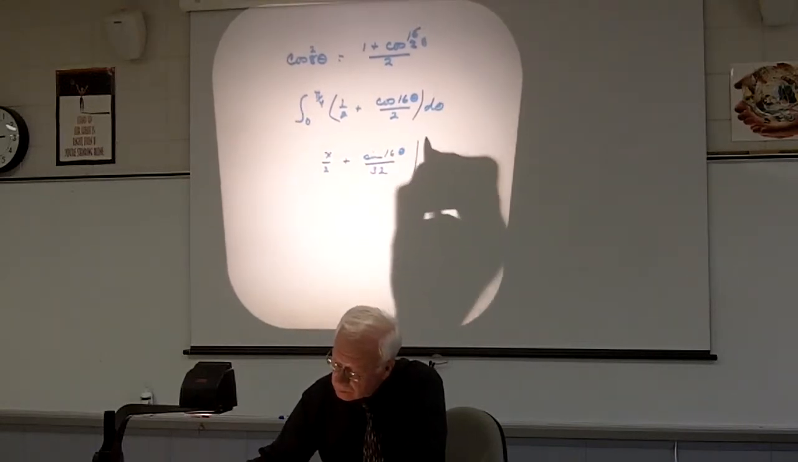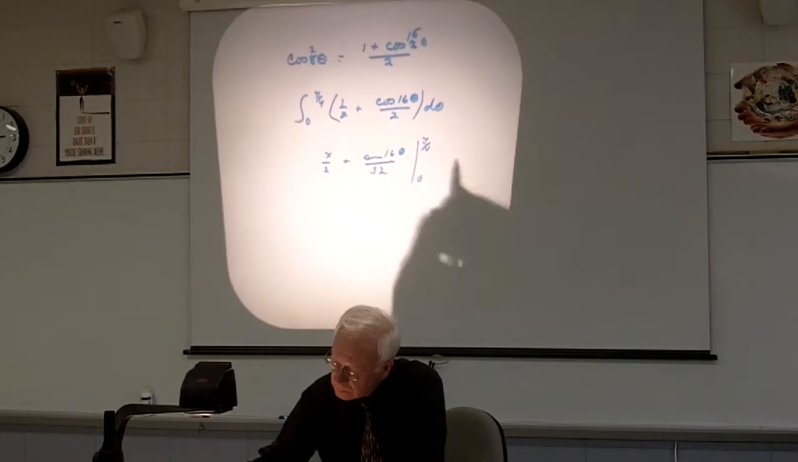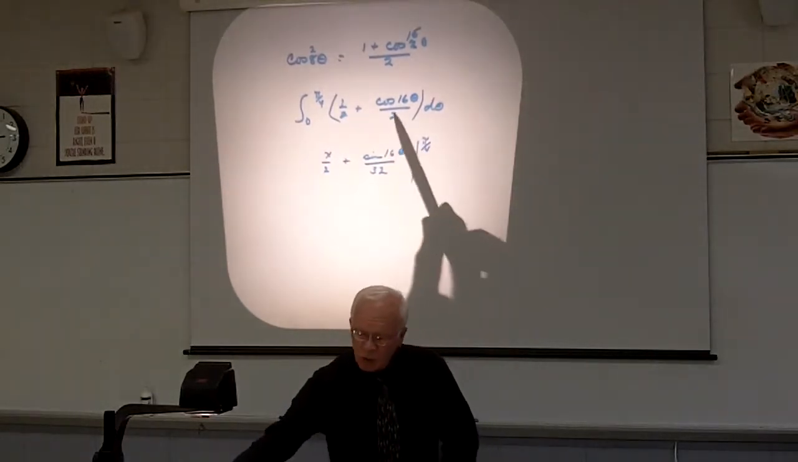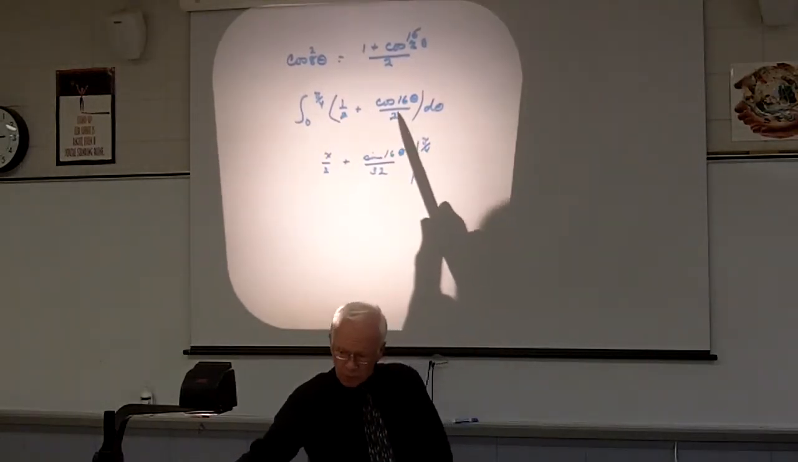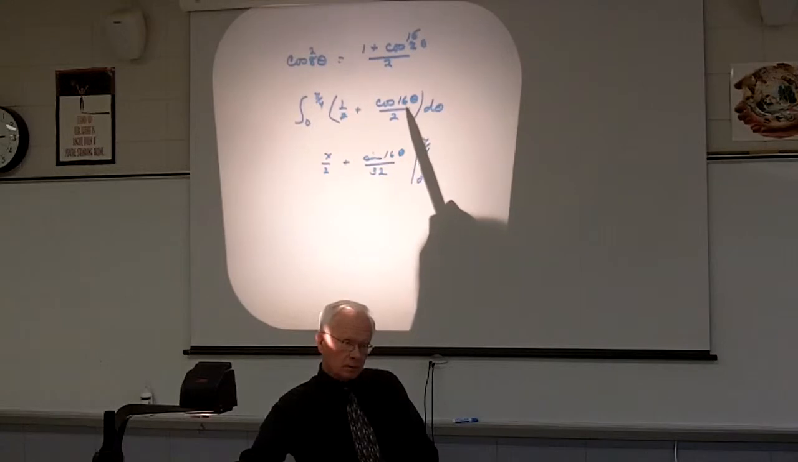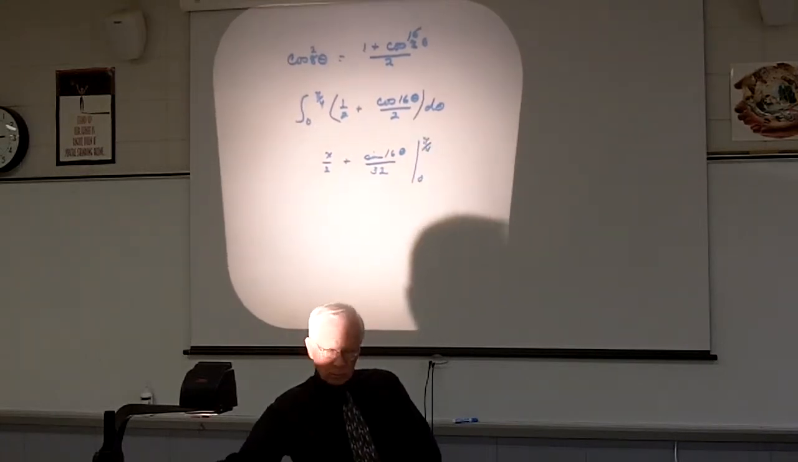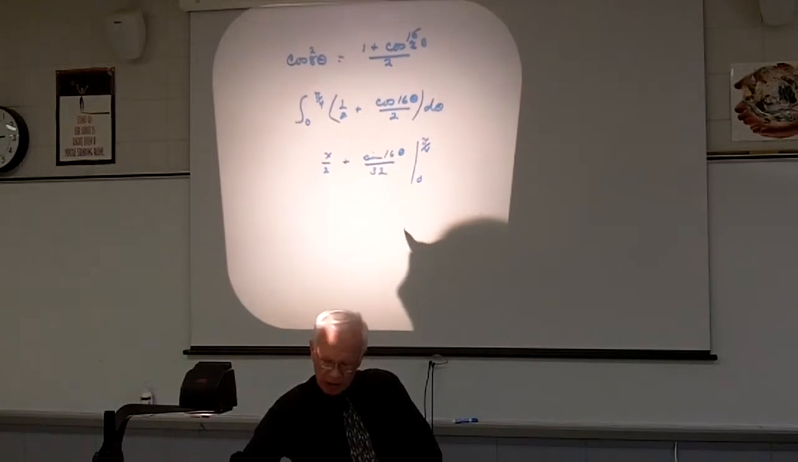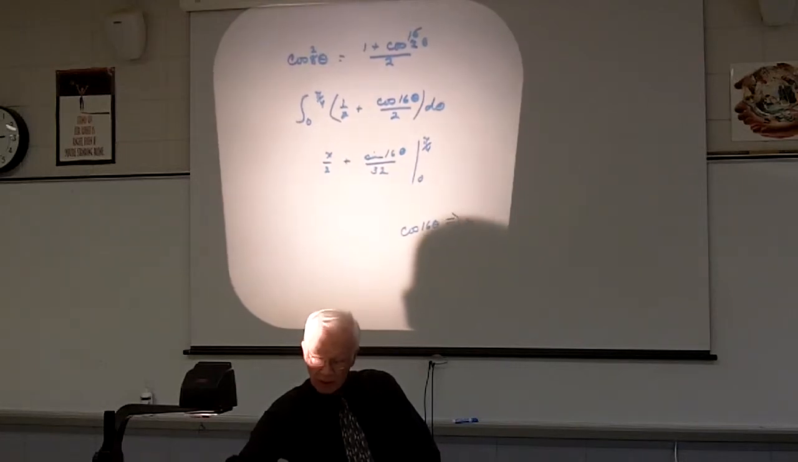Why is it 32? Well, you've got the chain rule operating here. And so we need to have that 16, and maybe you have to use substitution to do that. Some of us don't, some do. Because I know that the antiderivative of cosine of 16 theta is going to be the sine of 16 theta over 16.